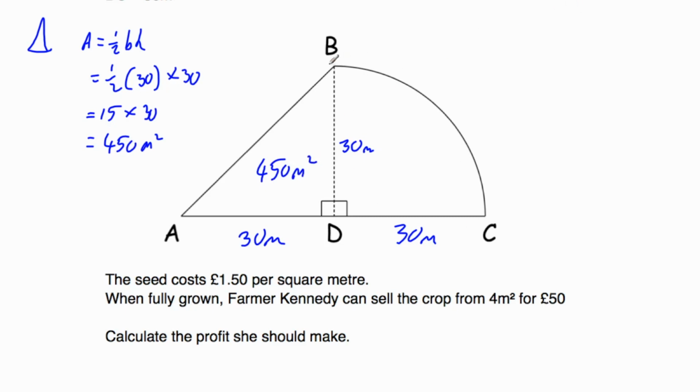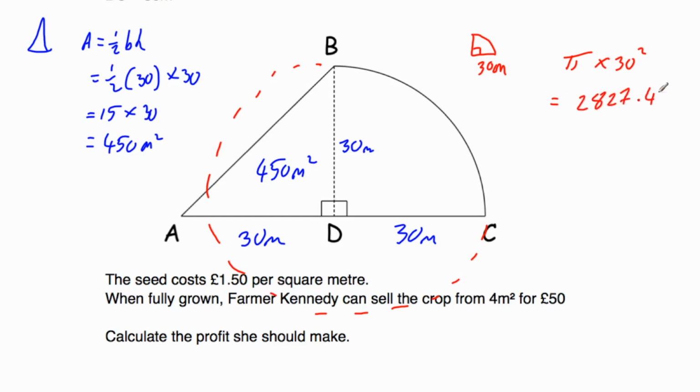Now let's find the area of the quarter circle. For the quarter circle, we've got a radius of 30 meters. If we consider the whole circle, we've got a radius for the whole circle being 30 meters. So if we work out the area of the whole circle using pi r squared, we can then divide it by 4 to find the area of the quarter circle. So pi times 30 squared equals 900 pi, or 2,827.4333 and so on. That's the area of the whole circle.